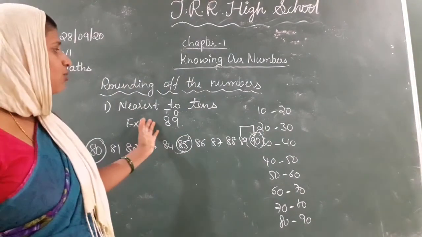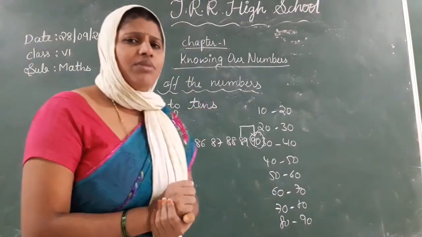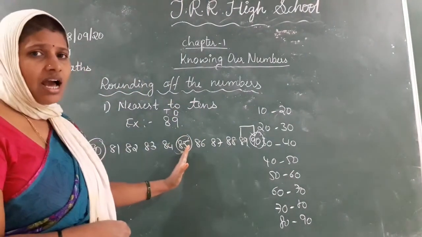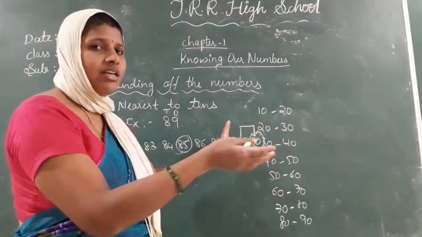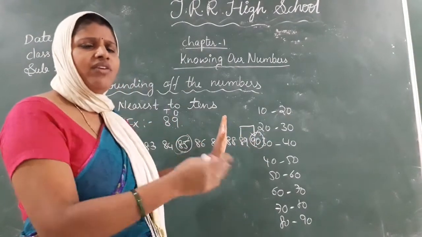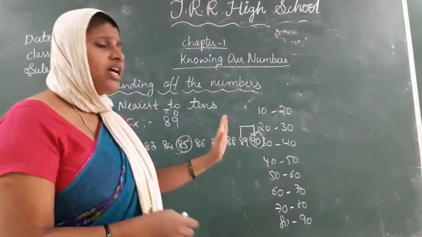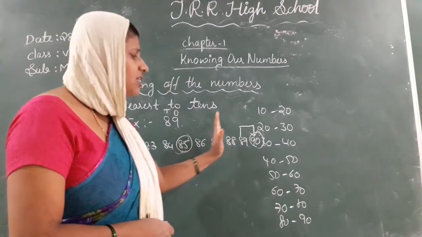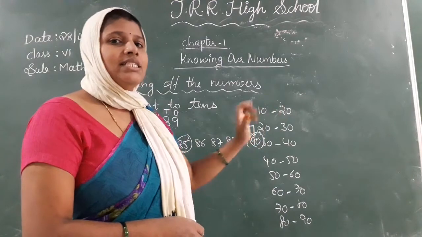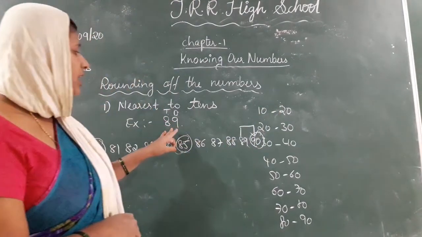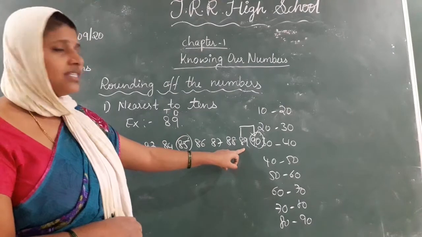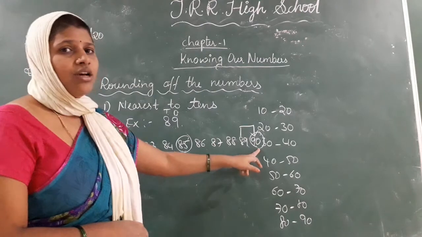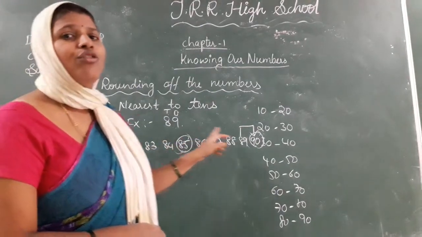So always when you are rounding off numbers, you have to choose the nearest number. All the numbers which lie after 85, meaning after 5, like 45, 55, 65, 75, whatever it may be, the number which lies after 5 and including 5 will always be rounded off to the next tens number. So here, as 89 is after 85 and nearest to 90, I can say that 89 is rounded off to 90.